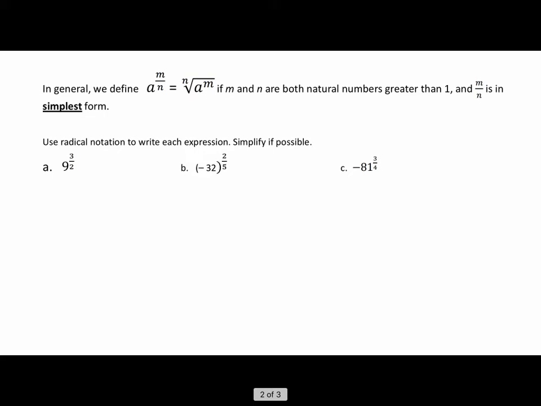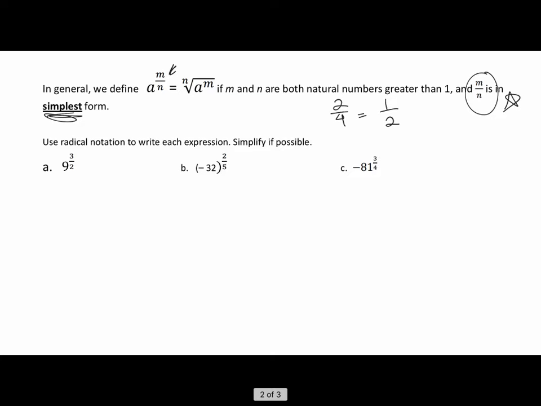So in general, we define a to the m over n as the nth root of a to the m, where m and n are both natural numbers greater than 1, and m over n is in its simplest form. And this is actually important, that the rational exponent m over n is in the simplest form. So, for example, if it was 2/4, you would simplify that first to 1/2.